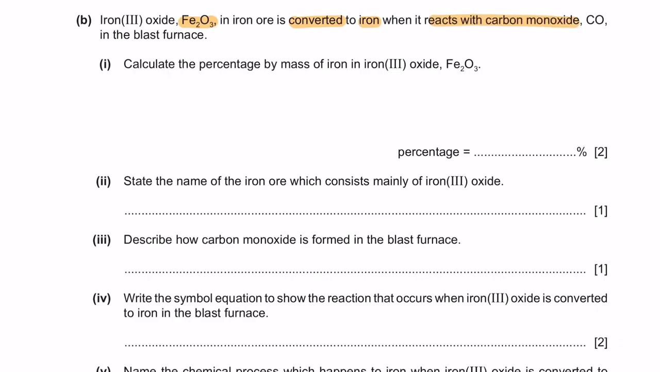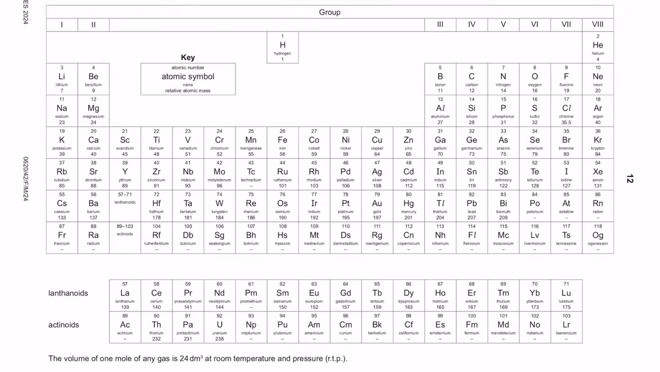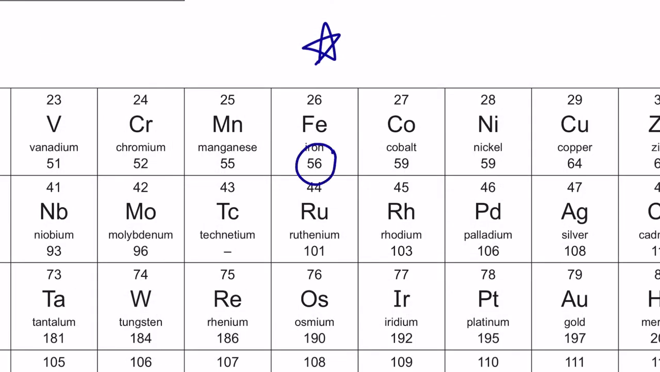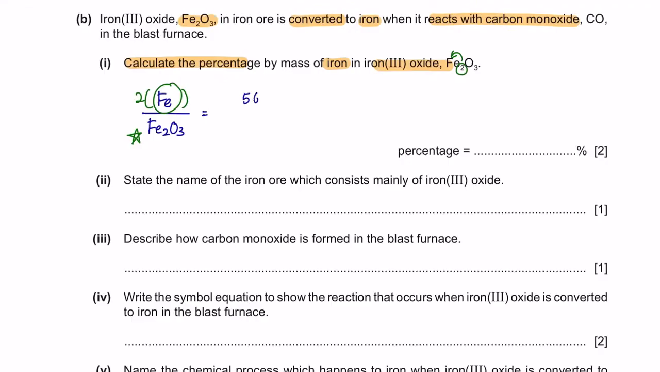blast furnace. Part 1. Calculate the percentage by mass of iron in iron trioxide. So we're looking to find how much of iron there is in iron trioxide. Pay attention that there are 2 irons, so we're going to multiply 2 iron over the overall mass. Since we are looking to find the percentage mass, we're going to use the molecular mass of iron, which is 56. So if there is 2, we're going to multiply by 2.